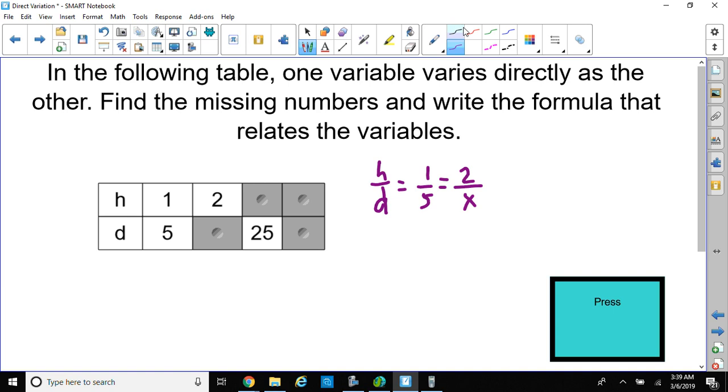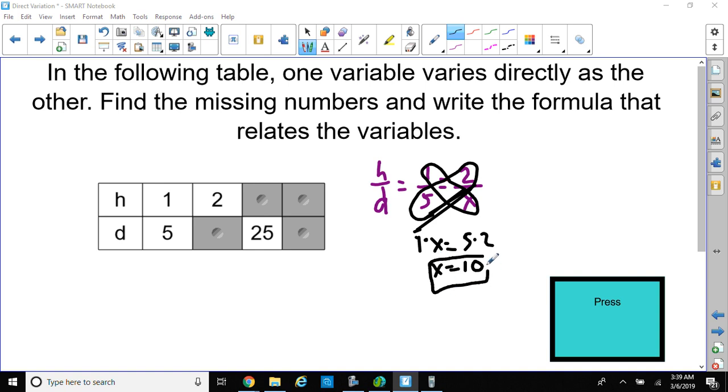So let's go back to our proportional relationship reasoning. We would cross multiply our cross products. 1 times X equals 5 times 2. 1 times X is X. 5 times 2 is 10. And I'm sure you probably saw that without me doing this work, but you never know. So that means this is 10. So let's get our cursor. And hey, we got that right.